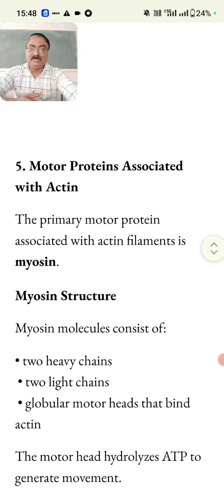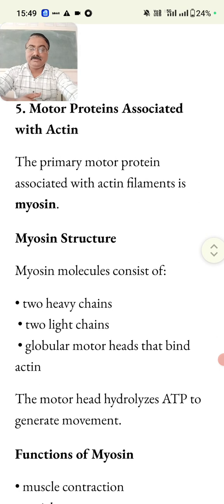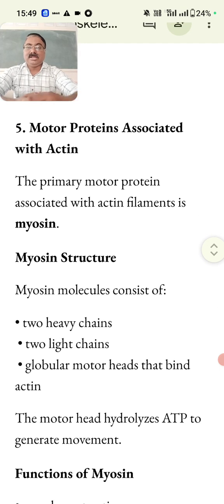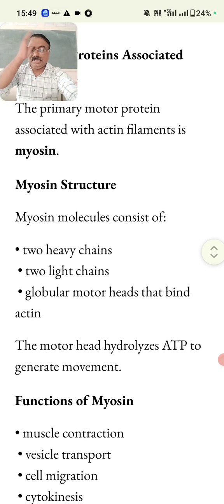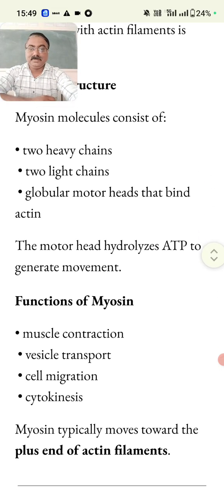Now we will see motor proteins associated with actin filaments. The primary motor protein associated with actin filament is myosin. Myosin structure: a myosin molecule consists of two heavy chains, two light chains, and a globular motor head that binds the actin filament. The motor head hydrolyzes ATP to generate movement.